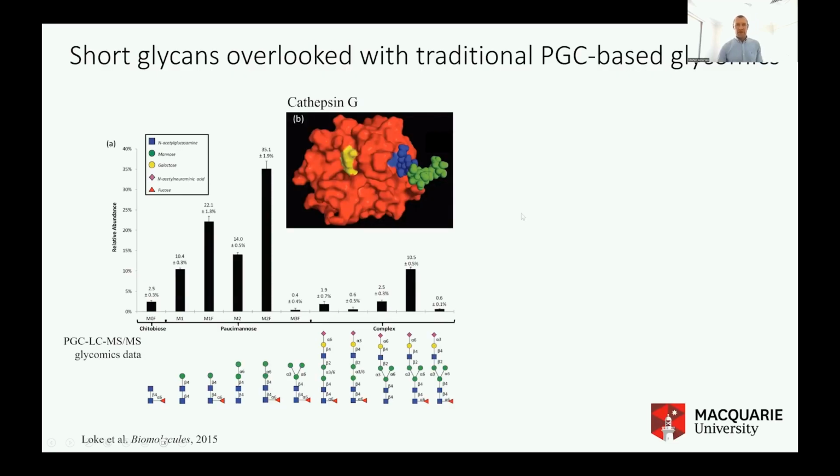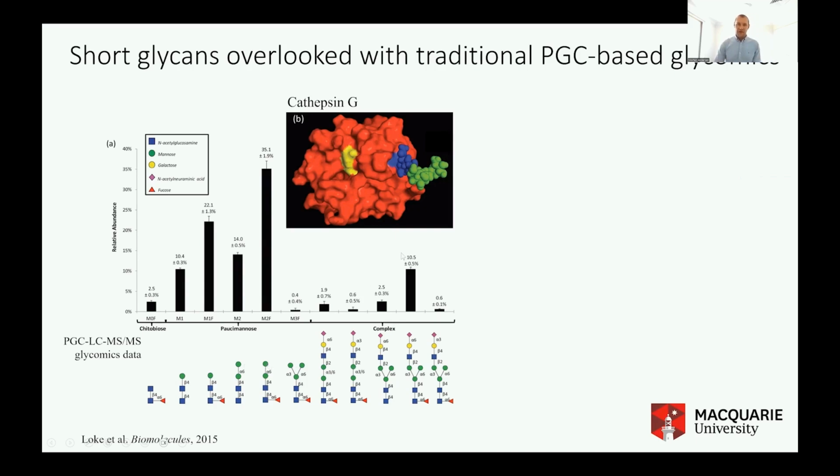But there are some shortcomings with PGC-based glycomics that we identified over the years, and that's that short glycans are often overlooked with traditional PGC-based approaches. We came to realize that in this study in Biomolecules in 2015, so a fair few years ago, where we did a structural analysis of cathepsin G, which has this single N-glycan decorating its surface. With a PGC-based glycomics profile, we observe these types of glycans, both complex type glycans, but also short mannose type glycans, and even the fairly short chitobiose core type as well.